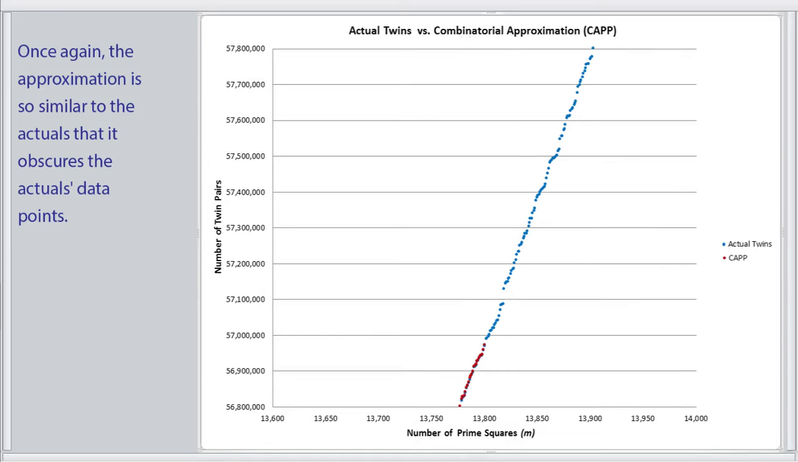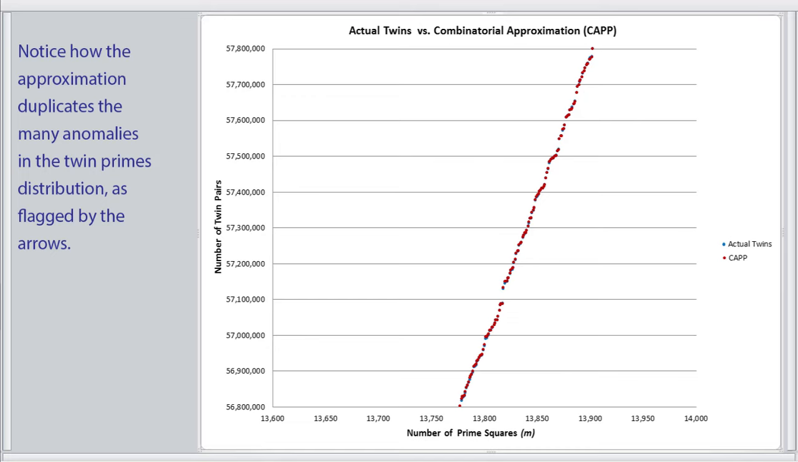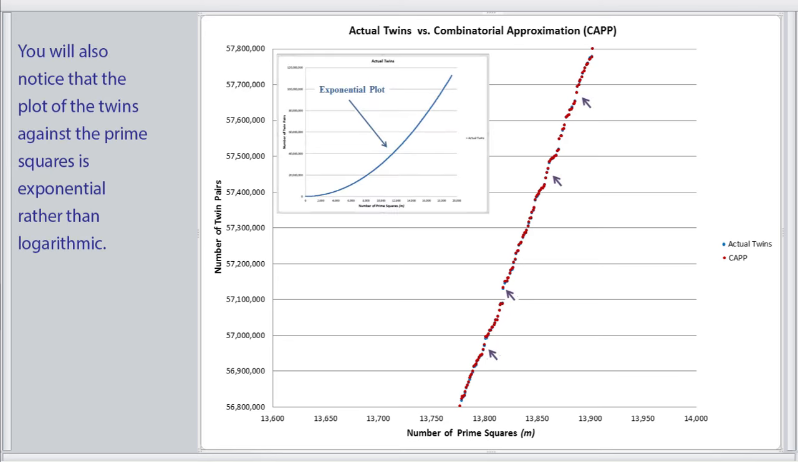Once again, the approximation is so similar to the actuals that it obscures the actuals' data points. Notice how the approximation duplicates the many anomalies in the twin primes distribution, as flagged by the arrows. You will also notice that the plot of the twins against the prime squares is exponential rather than logarithmic.